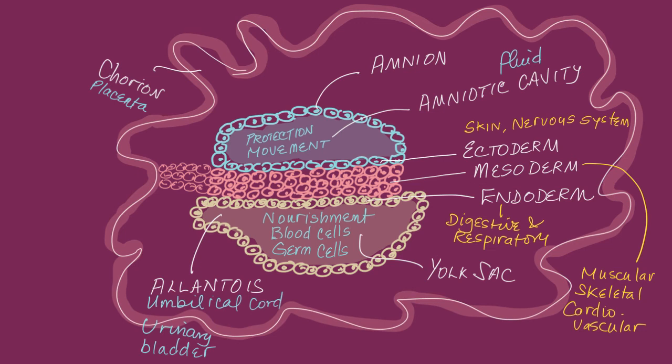Now, these germ cells will differentiate into male or female gametes, which is the sperm or the egg, but at first they form in the yolk sac.